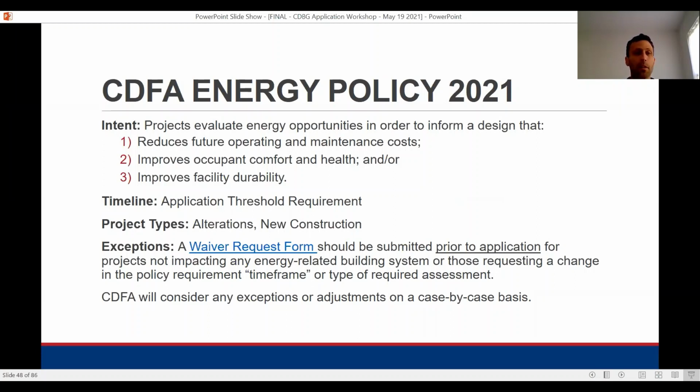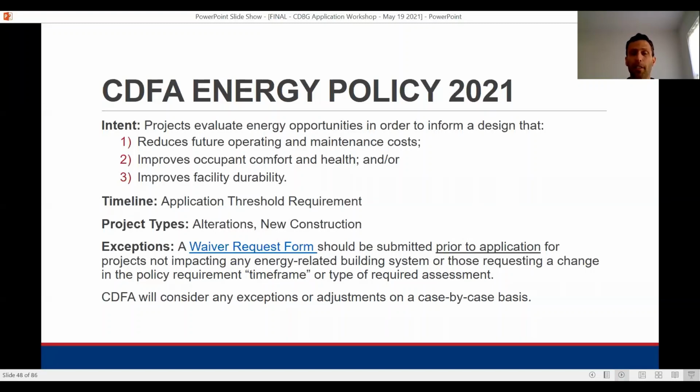So that would be the building envelope, the outside of the building that holds the heat in, your mechanical systems, your lighting systems, etc. Or if you're doing new construction, they would apply as well. And new construction would include, in addition to a building, or a gut rehab of a building, maybe where you're changing the use or substantially changing the layout. Alternative types and levels of assessments that are recommended by an energy professional will be considered.